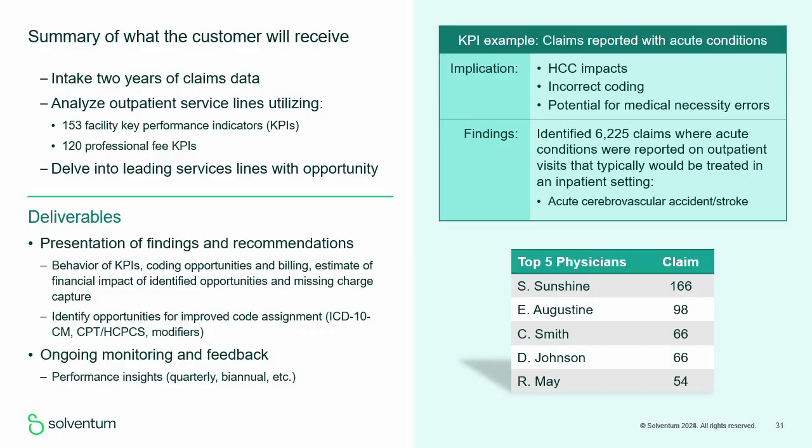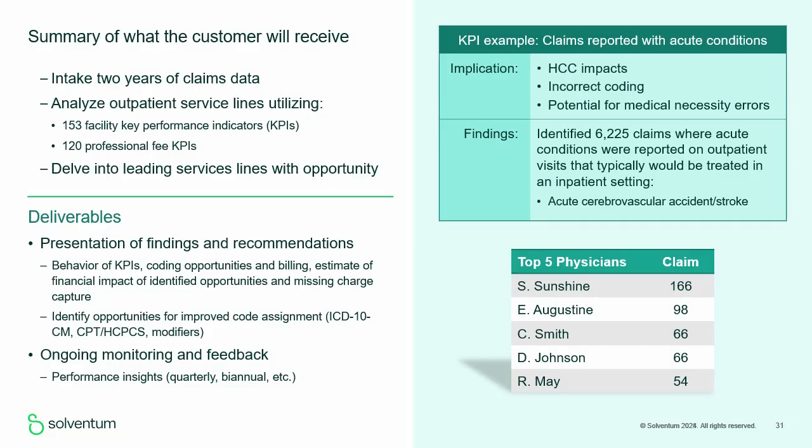We also offer that ongoing monitoring as well as the feedback. On the right-hand side, I do have an example of a KPI. So this one, what we do is when we take your claim, we look at what was reported with acute conditions. So implications when you're reporting an acute condition in the outpatient setting, it could impact your HCCs. It could mean that it's incorrect coding or potential for medical necessity errors.